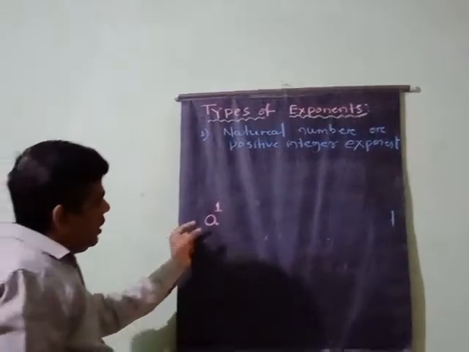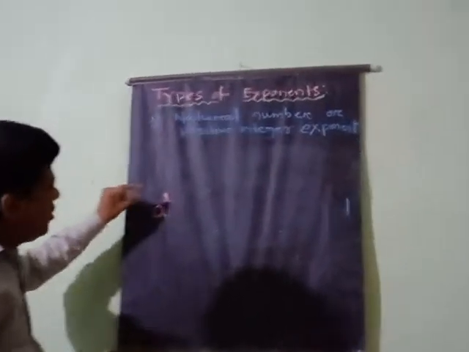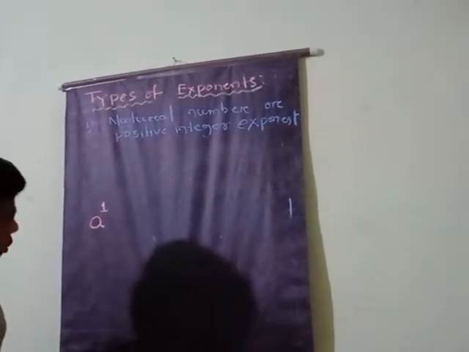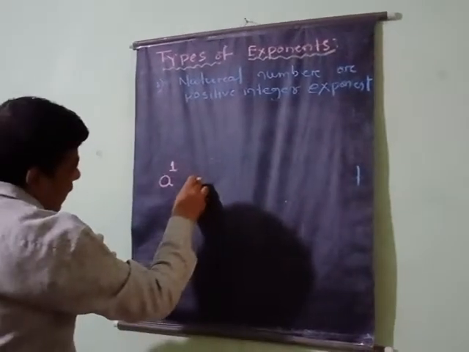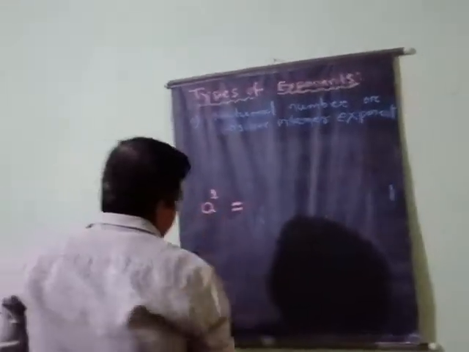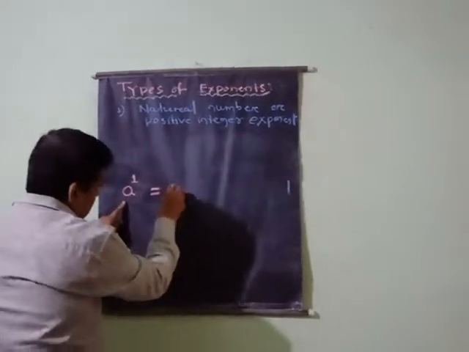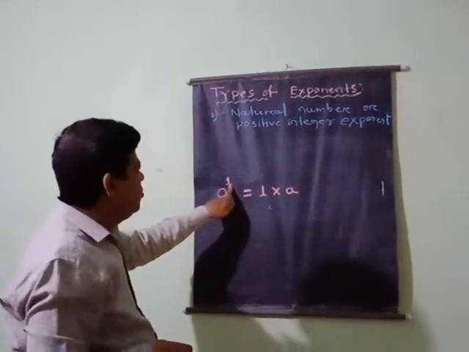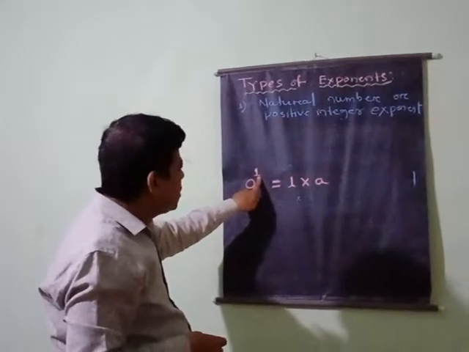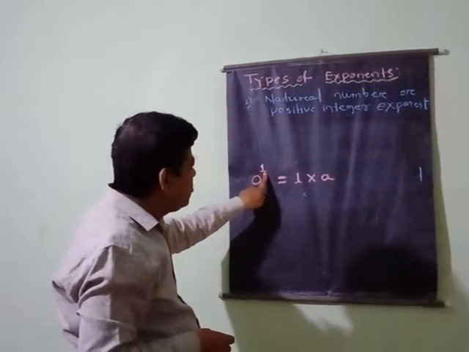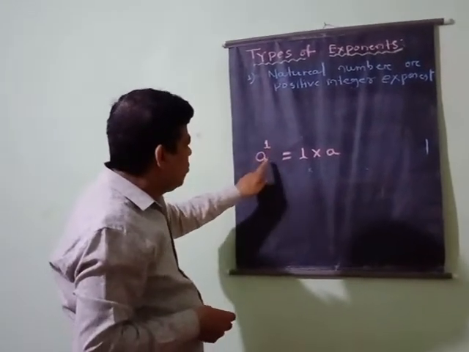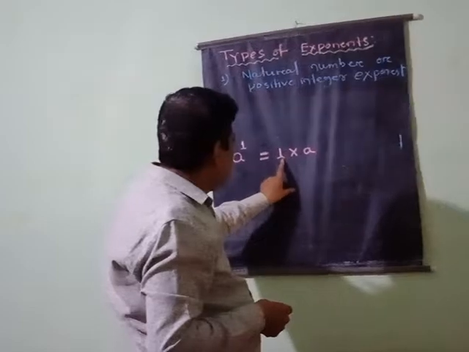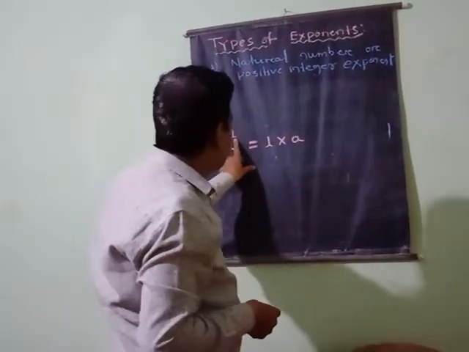Understand? So what do you mean by positive integer exponent? It is the exponent obtained by multiplying a by 1, how many times? What is the power? 1. The 1 indicates the power or exponent. How many times will we multiply a? Once. So a to the power 1 is obtained when the given base a is multiplied by 1, how many times? 1 time, because the power is 1.